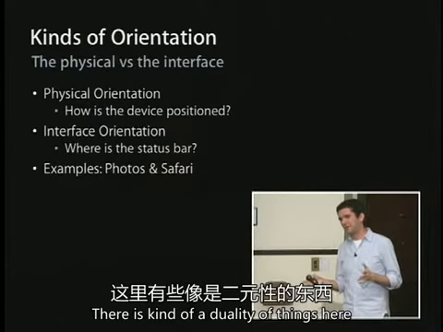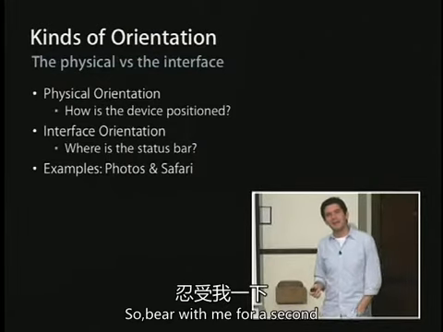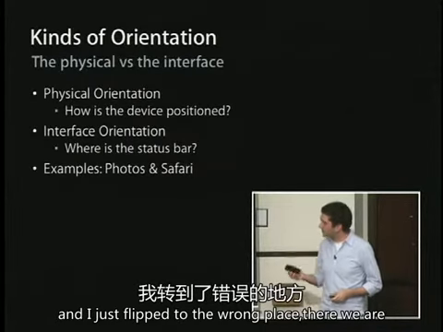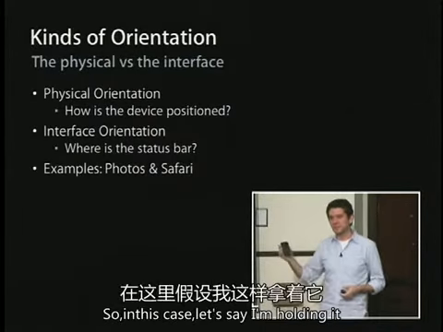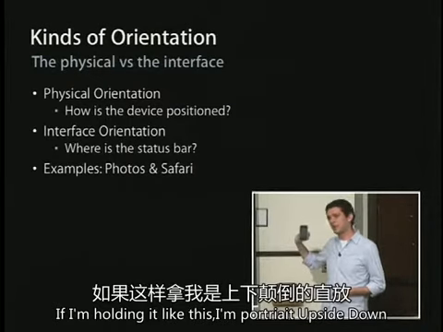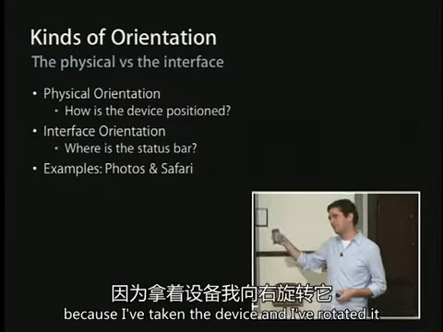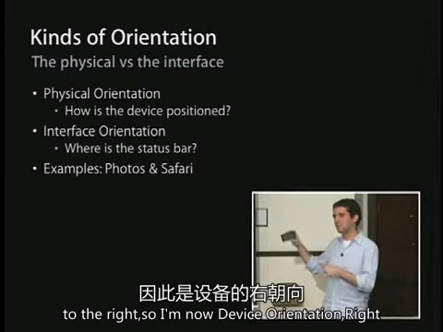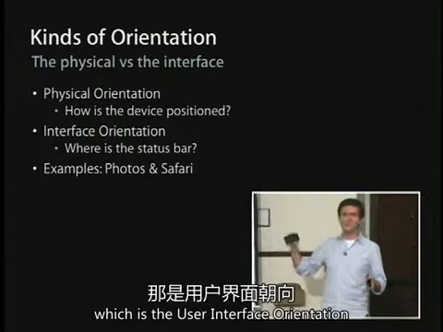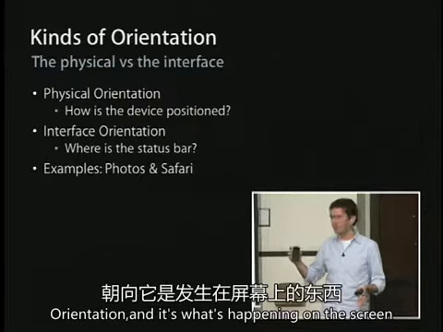There's kind of a duality of things here. It's a little weird. So bear with me for a second. You've got two basic concepts of the orientation. Oops, and I just flipped to the wrong place. There we are. So you've got the physical device orientation. So in this case, let's say I'm holding it like this. I'm portrait. If I'm holding it like this, I'm portrait upside down. And if I'm doing this, I'm now landscape right because I've taken the device and I've rotated it to the right. So I'm now device orientation right. However, there's a second thing here, which is the user interface orientation. So user interface orientation is basically the status bar orientation, and it's what's happening on the screen.